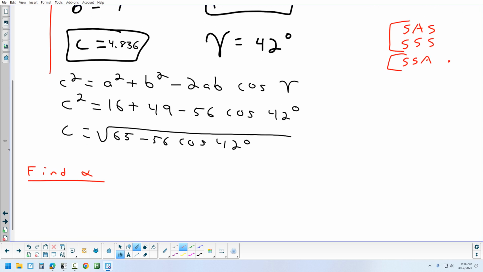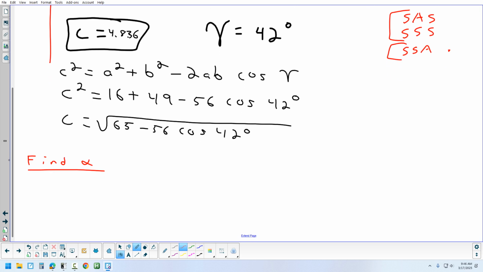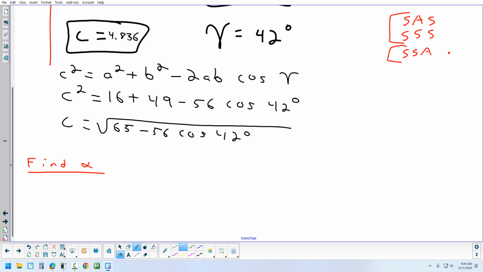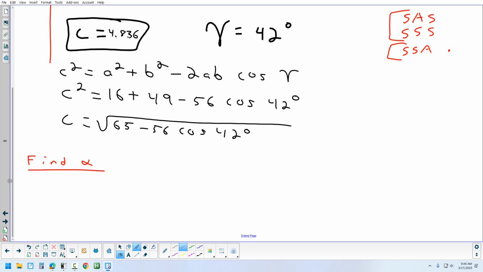Okay, so to find alpha, how does the law of cosines start out? Can we do the same as the alpha just for the C? Well, we can't use the same formula because that one doesn't have an alpha in it. That one has a gamma. So we've got to use a different version of the formula. A squared equals B squared plus C squared. All right, let's start with that. A squared equals B squared plus C squared.